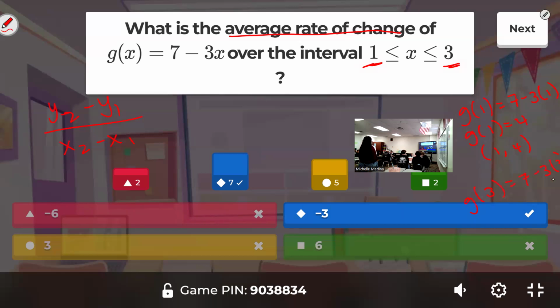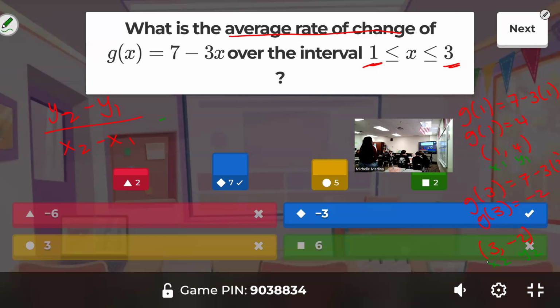Remember, either put that all on your calculator or know your order of operations. What's 3 times 3? And then what's 7 minus 9? -2. And again, you can use your calculator if you want. So now here's my other coordinate. So label one of them as x1, y1, the other as x2, y2.